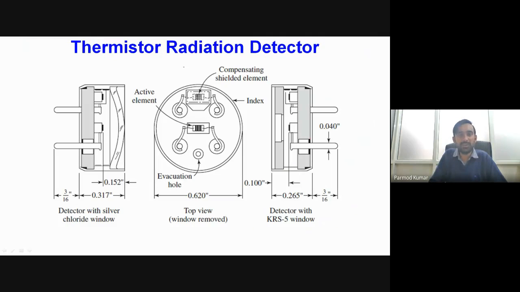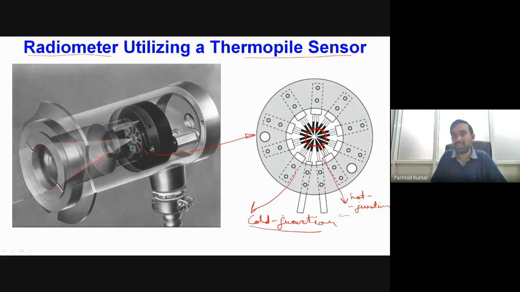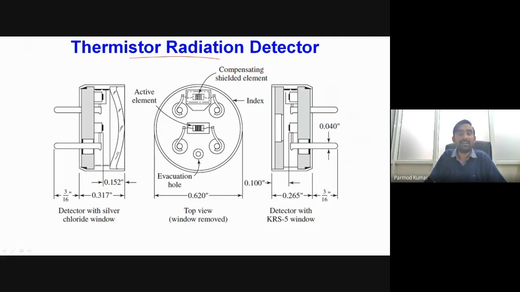Then this is one more device, which is based on a thermistor. In the previous device we had a thermopile arrangement, meaning we had thermocouples for measurement of the temperature at the source. In the case of this second device, we have thermistors for measurement of the temperature. The idea of using the thermistor is that it has a fast transient response in comparison to a thermocouple. That's why many times we go for thermistor based radiation detectors also.